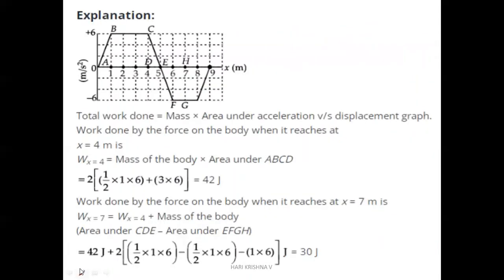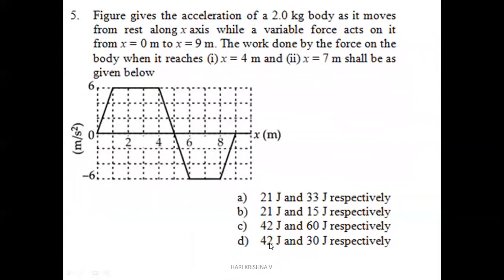Solving this, first consider x = 4. We can take it in two forms: the area of triangle OAB plus the area of rectangle ABCD. The area of a right angle triangle is half base into height. Half base is 1 centimeter, height is 6 centimeter, plus the area of a rectangle, length into breadth. So we get 42 joules. Coming back to the options, C and D give 42 joules. Again, we have to solve it for a distance of 7 meter.